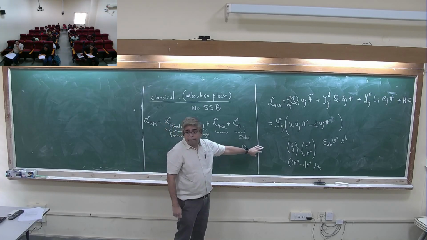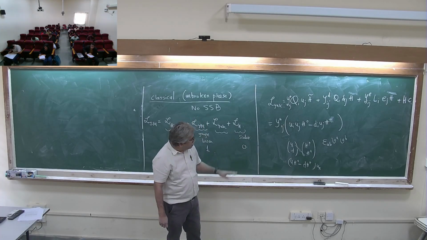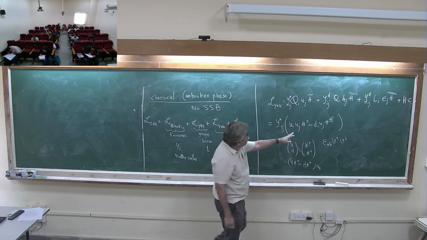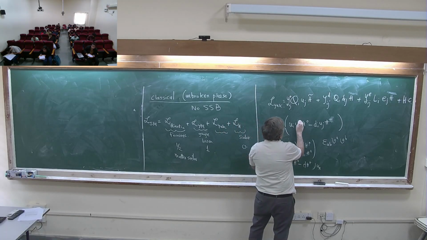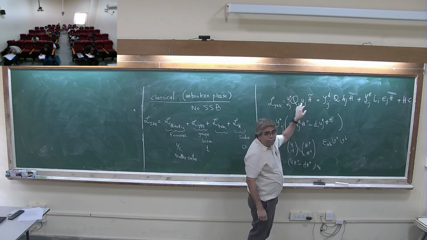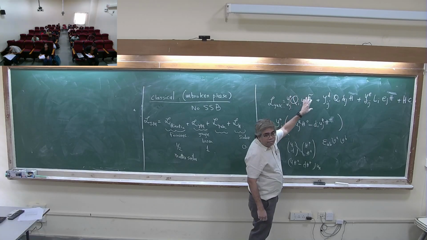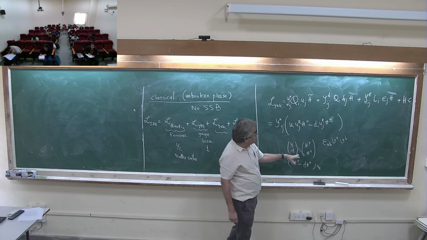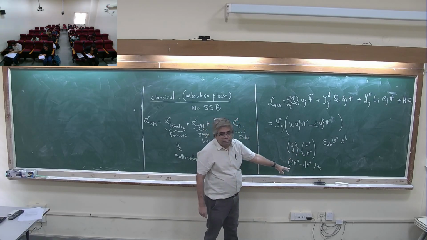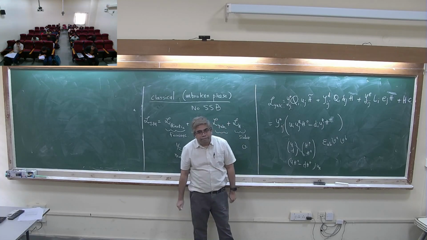Any questions? Sir, these are all for left-handed. No, there is one right-handed part. This is the right-handed part. If I don't put Q, capitals are all left-handed part. The small letters are all right-handed. And if you don't put a right-handed particle, you won't get the mass. The mass is a kind of combination of left-handed and right-handed.